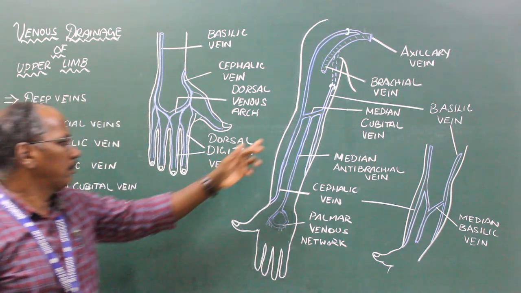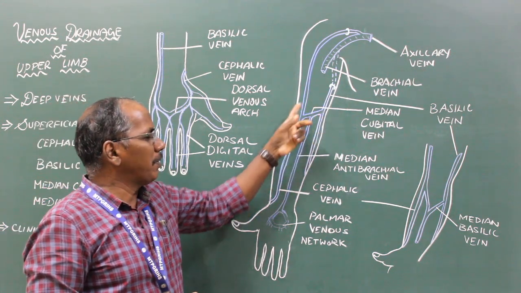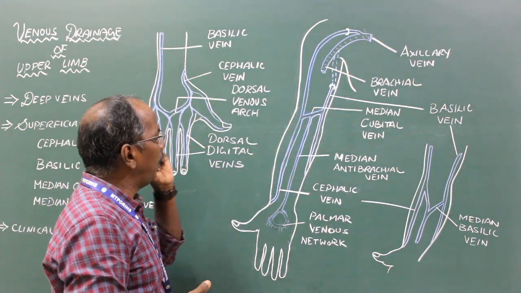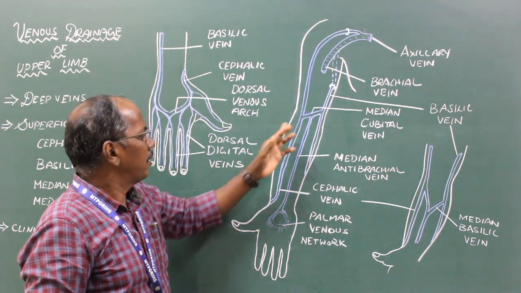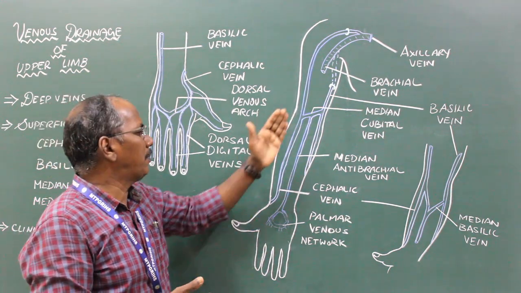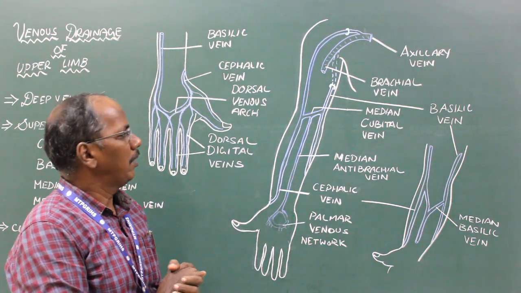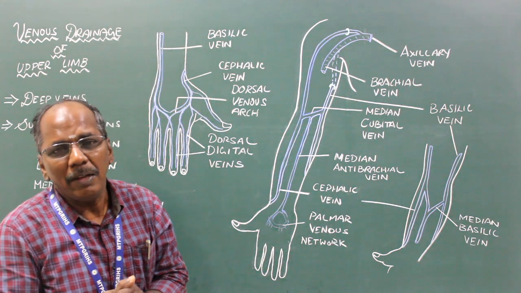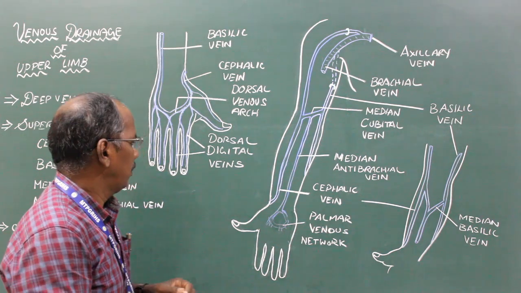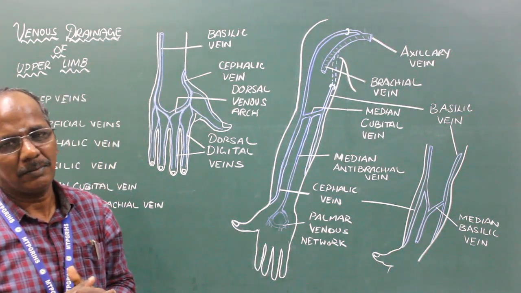Median cubital vein. It is present in the cubital fossa. It connects the cephalic vein and the basilic vein. It runs upwards and medially. It is separated from the deep structures present in the cubital fossa by bicipital aponeurosis. It is connected to the deep vein by perforating vein. The median antebrachial vein drains into median cubital vein.